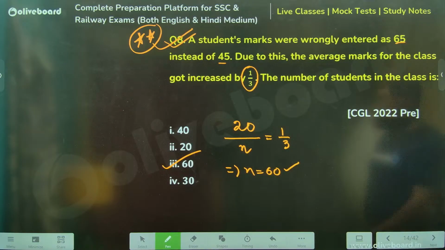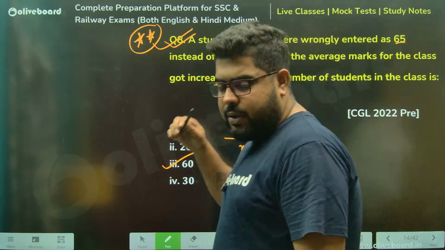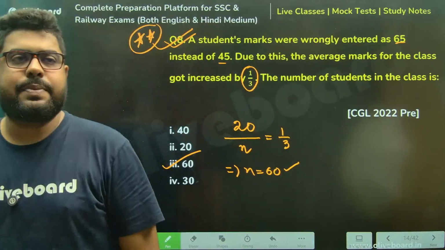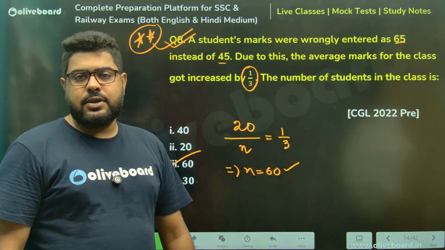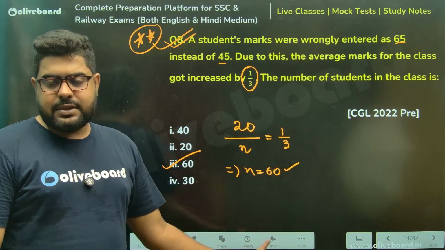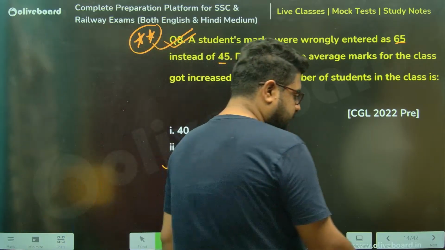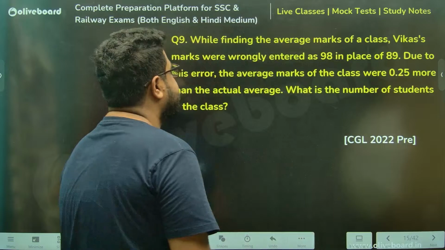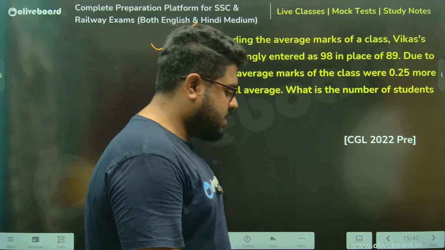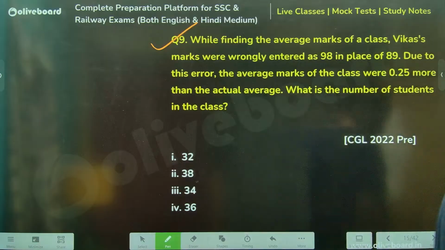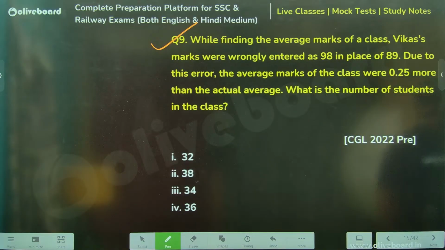Deviation, when equally distributed among all the participants, all the students in this case, will create the change in average. You equate both and you will get the answer in one line. Done. Next one, please. Do this same question, almost. Almost the same question, everyone. Just the language is different.